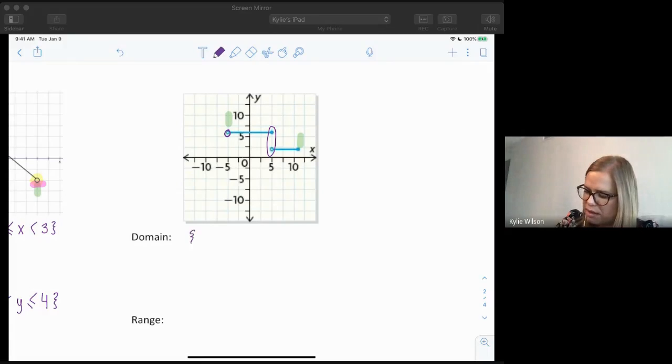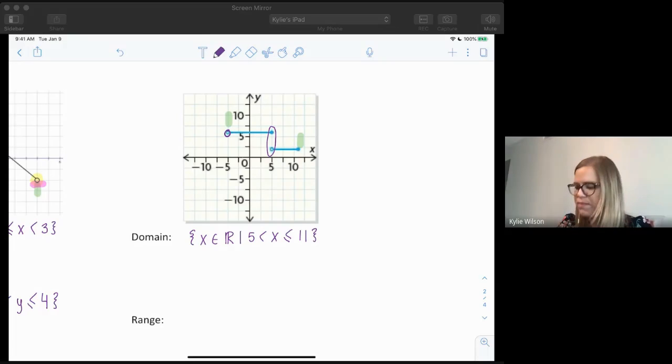So because we have connected lines, x is going to be an element of real numbers. And now the one end point is 5, but it's an open 5. So 5 is less than x, so x is greater than 5, but it's less than or equal to, oops, sorry, that should say 11 because it's a little bit further.